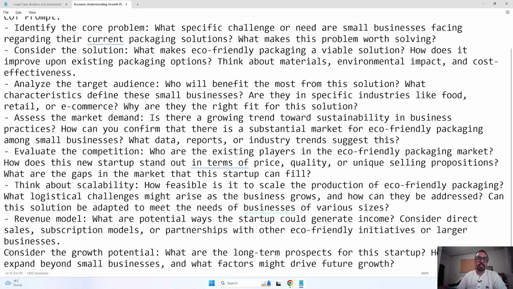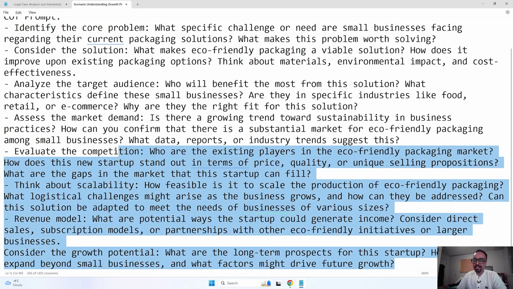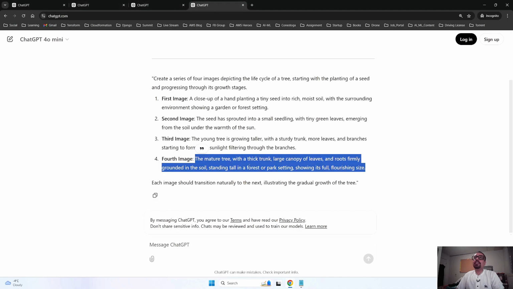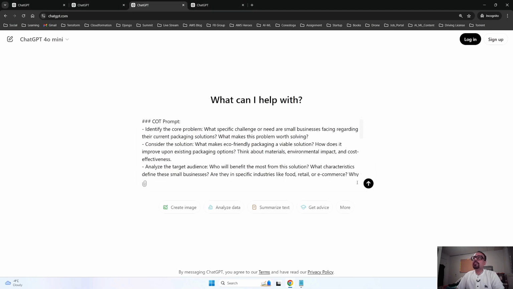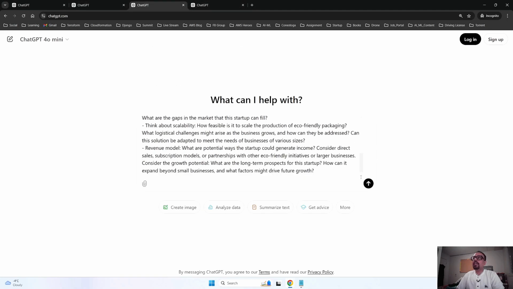And last but not the least, consider the growth potential. What are the long-term prospects for this startup? How can it expand beyond small businesses, and what factors might drive the future growth? So these are all the questions that we are passing for the COT. Now let me just go ahead and run this prompt for you, and let's see.